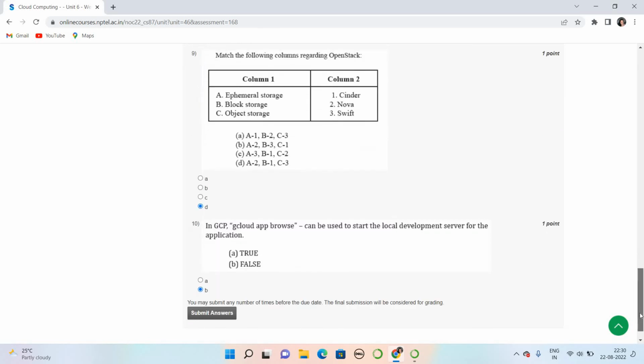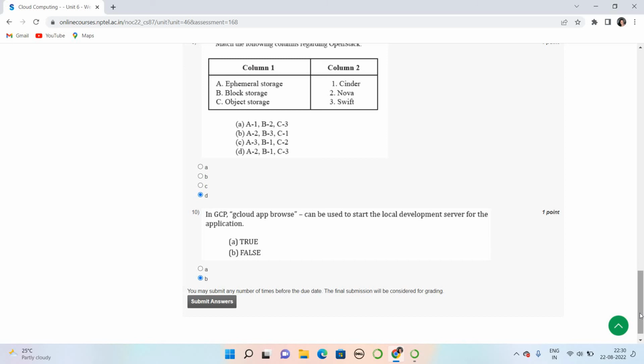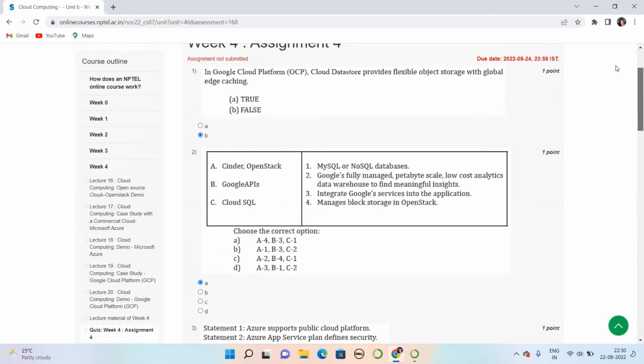And now coming to the last question. In GCP, gcloud app browse can be used to start the local development server for the application. Is the statement true or false? This is a false statement. So once again, we see the answers from the start onwards.